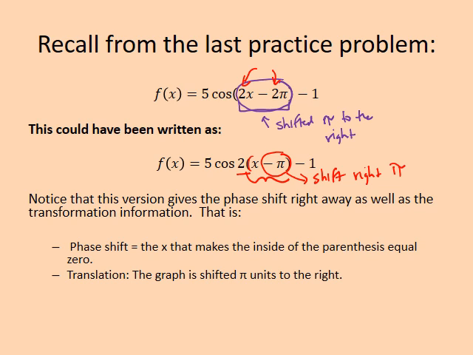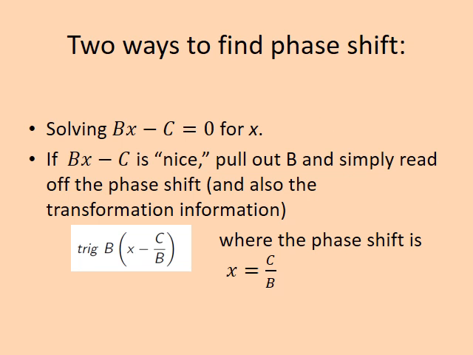So now there are 2 ways to find the phase shift. You can either set what's inside the parentheses equal to 0 and solve for x, or if you are able to factor something out, you can notice that what's left is just the shift. Remember, in order to factor something out, the x must be left by itself. Once again, there are 2 ways to find the phase shift. Either set what's inside the parentheses equal to 0 and solve for x, or if it's nice, pull out the b, and then the phase shift will just be that. If it's minus, it'll be to the right, and if it's positive, it'll be to the left.